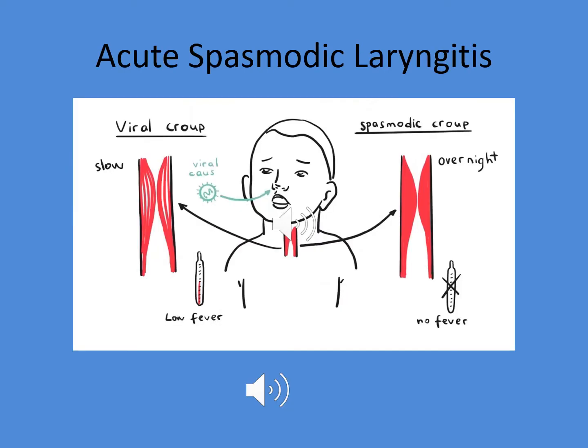Our third croup syndrome we're going to talk about is acute spasmodic laryngitis, also referred to oftentimes as spasmodic croup or midnight croup. This one is a self-limiting illness that can actually result from allergens. So more commonly from allergens versus a virus. It's characterized by what they call paroxysmal attacks of the laryngeal obstruction. Again, these mainly occur at night.